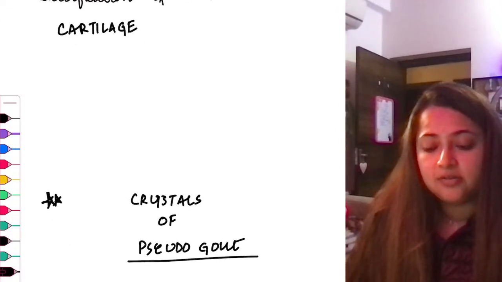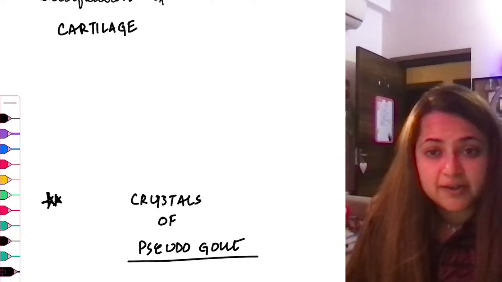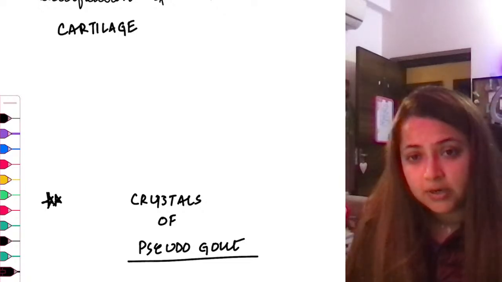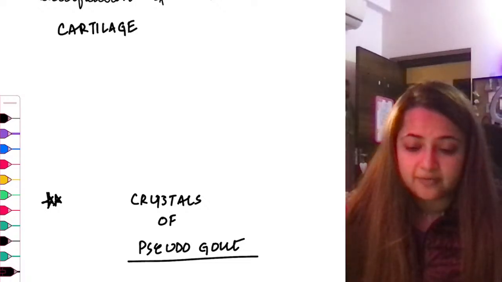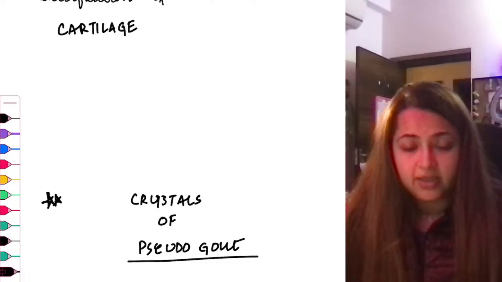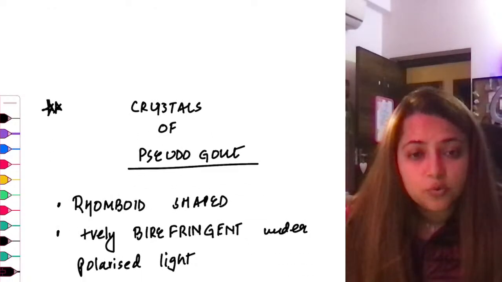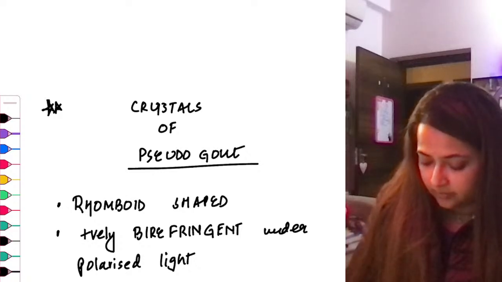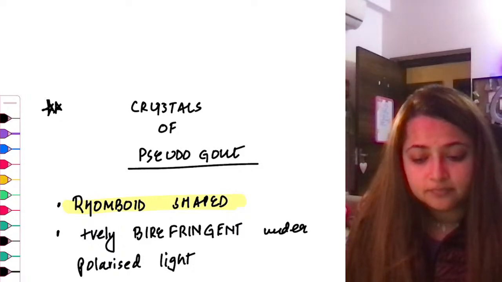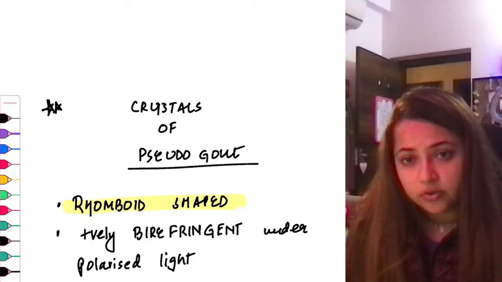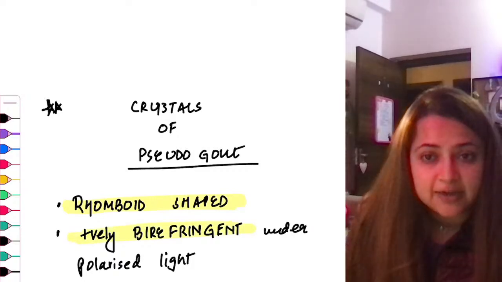What are the characteristics of the crystals of pseudogout? Just like we talked about the crystals of gout, similarly you should also know about the crystals of pseudogout. Number one, they are rhomboid shaped. The crystals of gout were needle shaped; here the crystals of pseudogout are rhomboid shaped. Highlight this point. Second thing, the crystals of gout were negatively birefringent. Here, the crystals of pseudogout, that is calcium pyrophosphate, are positively birefringent under the polarized light.